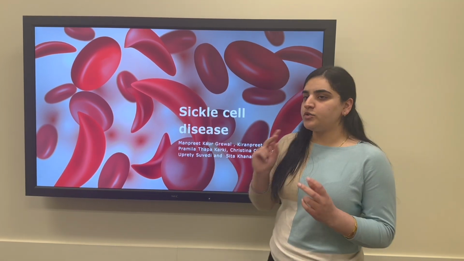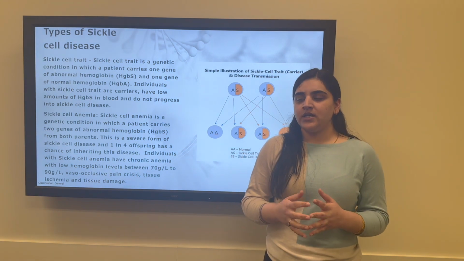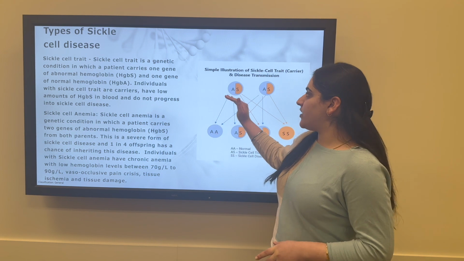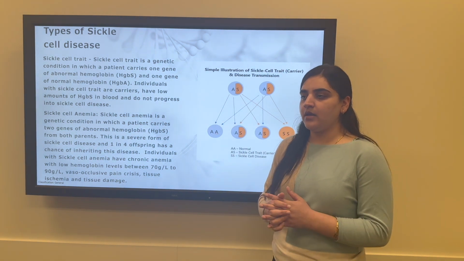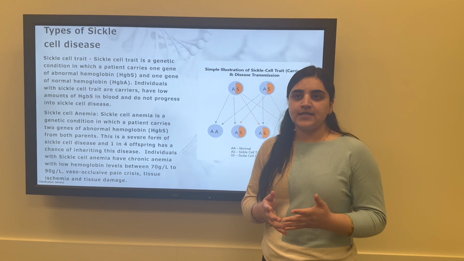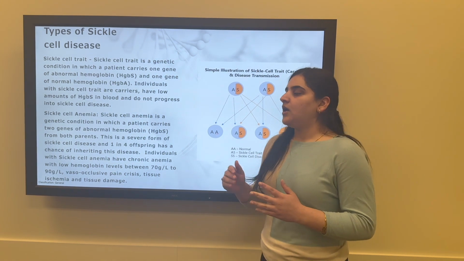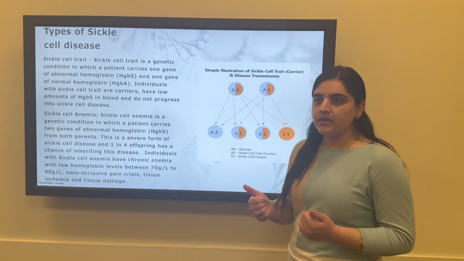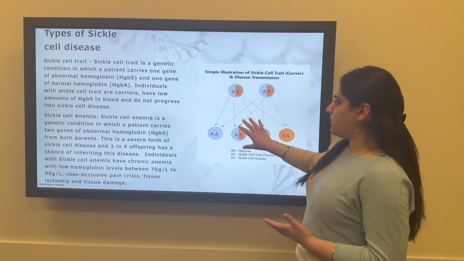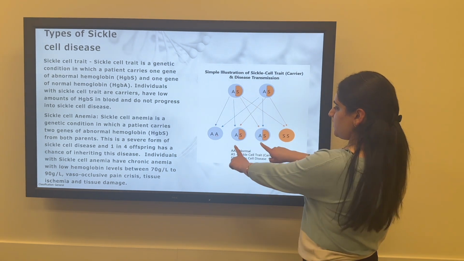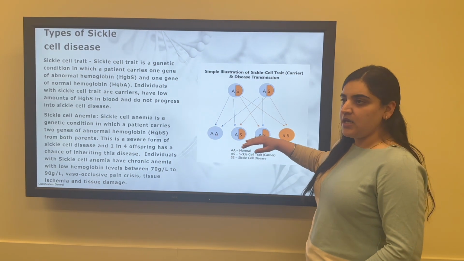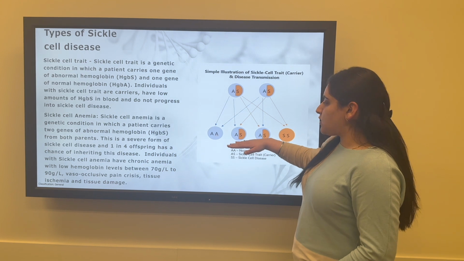Now there are two types of sickle cell disease. One is sickle cell trait and the second one is sickle cell anemia. Sickle cell trait occurs when one or both parents are carriers of sickle cell disease, and the patient has one normal hemoglobin gene and one abnormal hemoglobin gene. As we can see from this illustration, these individuals have one normal hemoglobin gene and one abnormal hemoglobin gene. So these two are the carriers of this disease.